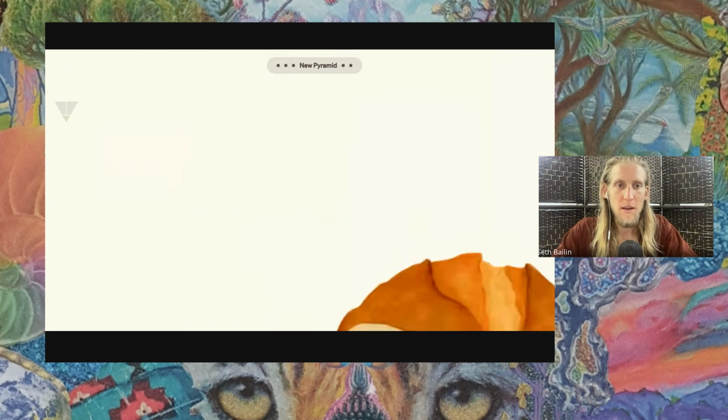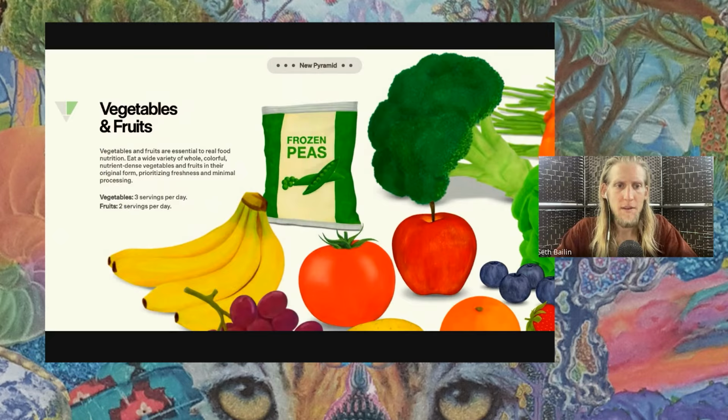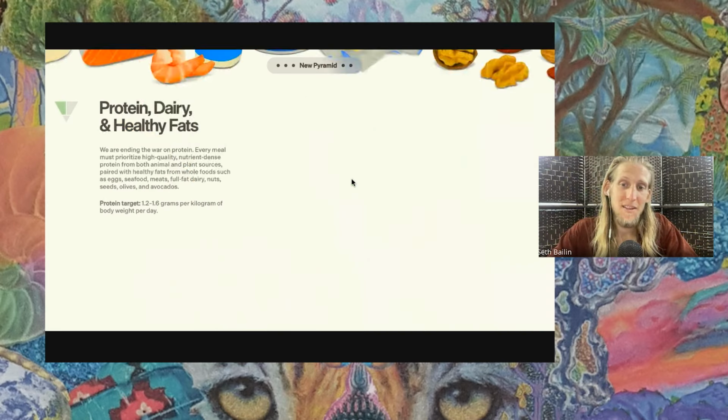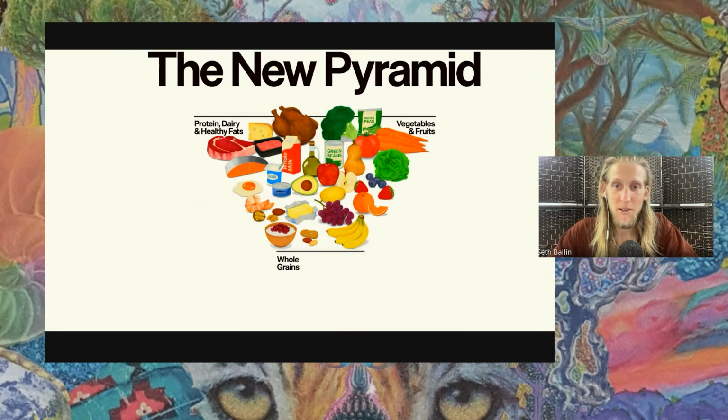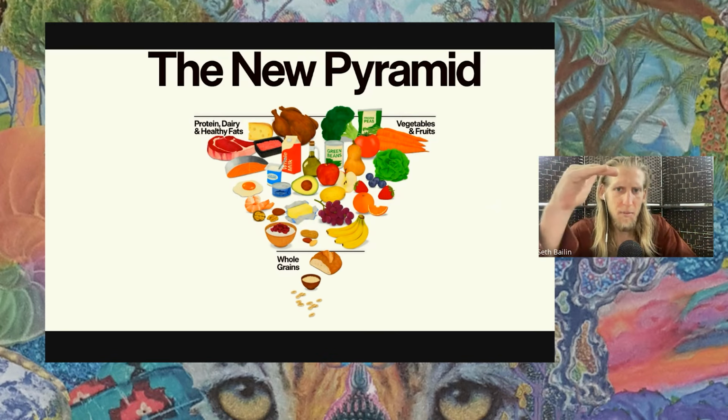Yeah, and they say you need 3 servings of vegetables and 2 servings of fruit. It is interesting to me that they put vegetables first, not fruit first. I'm going to go back to the pyramid. Look at that. Vegetables and fruits right at the top.